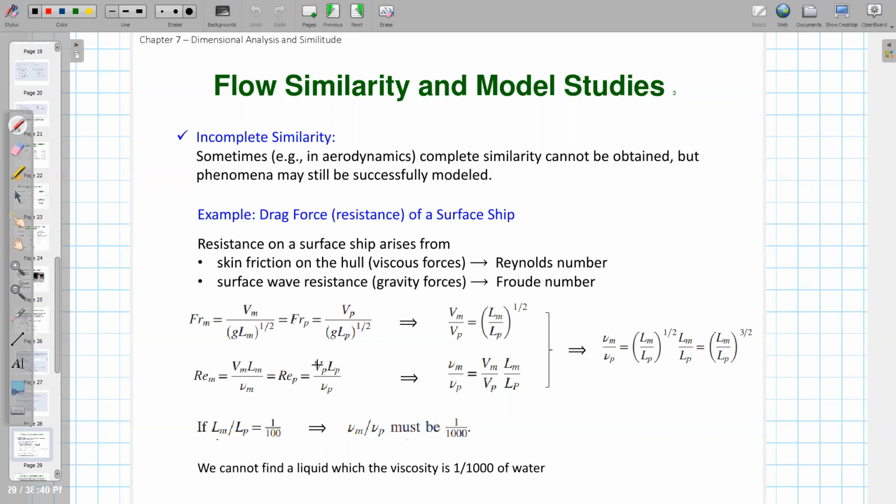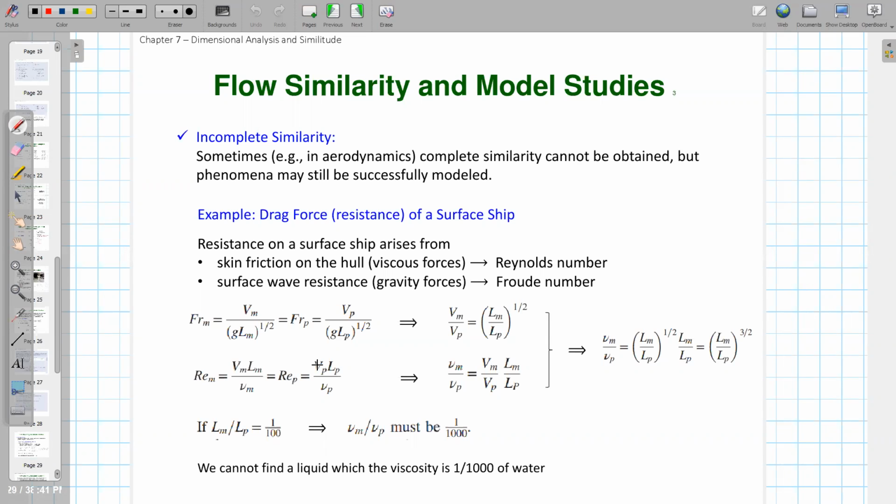Okay, and the second force is coming from the wave resistance, because we know that the waves on the sea or on the river will create additional resistance force for your ship. And this wave resistance is usually coming from the gravity force. And so the Froude number is important.